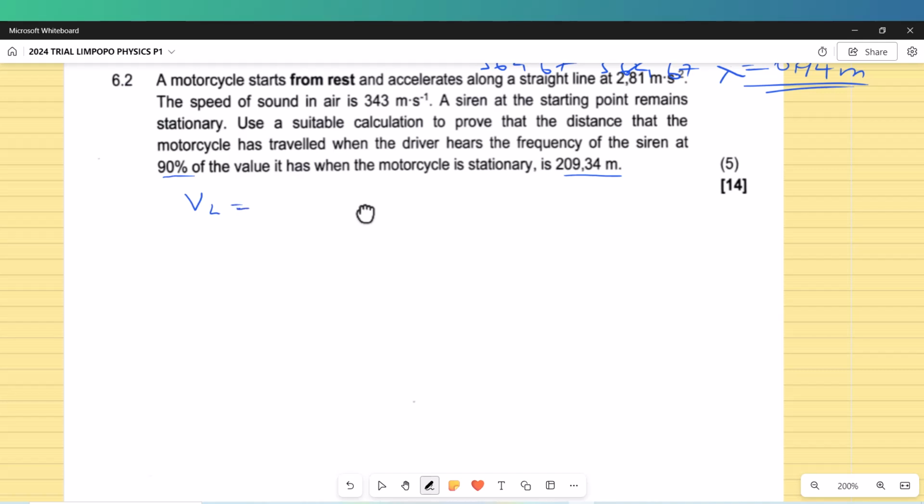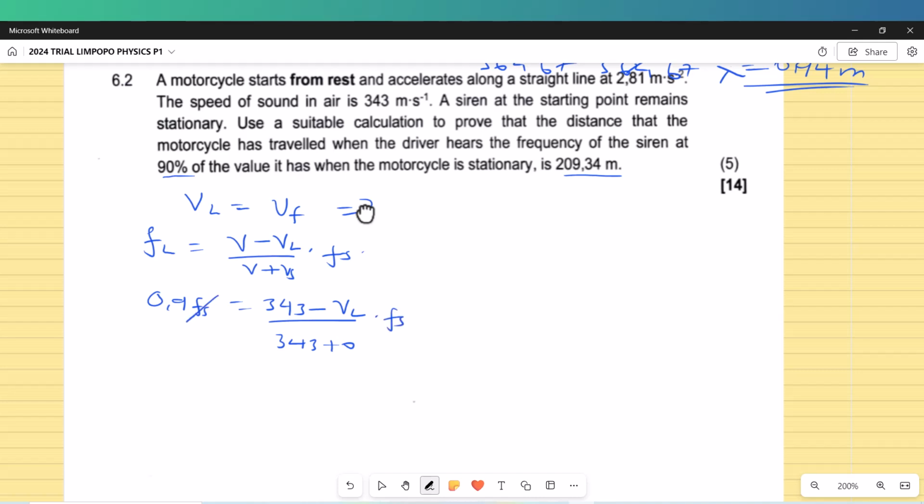Because if I find it, that will be my final velocity at some point from the starting point. So from the Doppler equation, because the listener is moving away, F listener equals V minus V listener, divided by V plus V source, times F source. But this F listener is at 90%, that means 0.9 of F source. The V given to us is 343. The listener is moving, so V listener is not 0, but the source is 0, so it's 343 plus 0, then times F source.